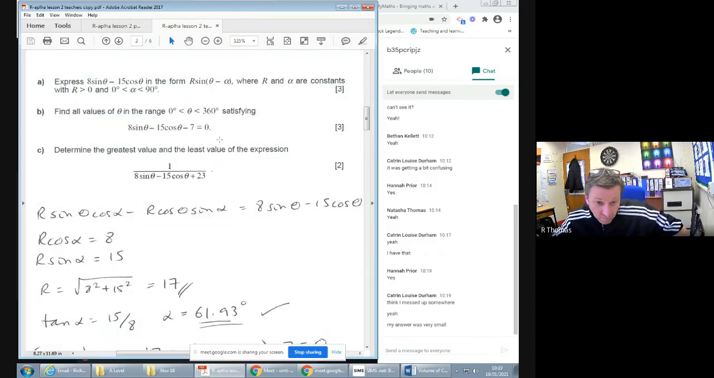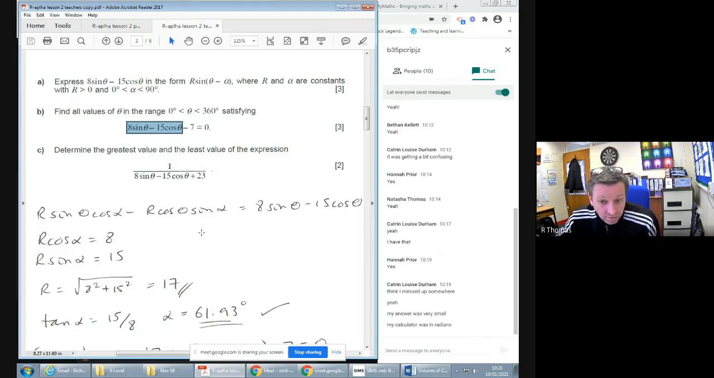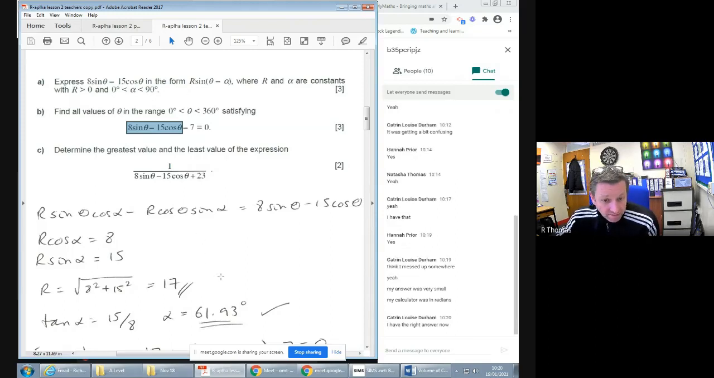Okay, right, so let's move on. So now they want us to solve this equation here for all values of theta from 0 to 360. So I'm going to swap my 8 sine theta minus 15 cos theta for what I just worked out, and what I just worked out was r is 17. So it'll be 17 sine brackets theta minus, and my value of alpha is 61.93. Right, so write that down. 17 sine brackets theta minus 61.93, minus 7 equals 0. Make sure you're in degrees, not radians. Easy mistake to make.